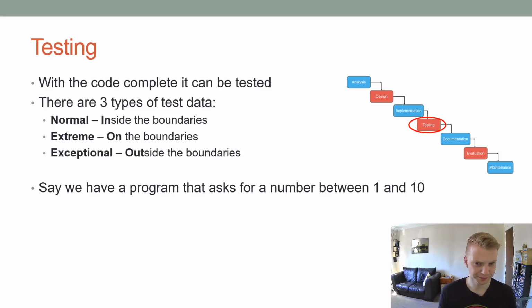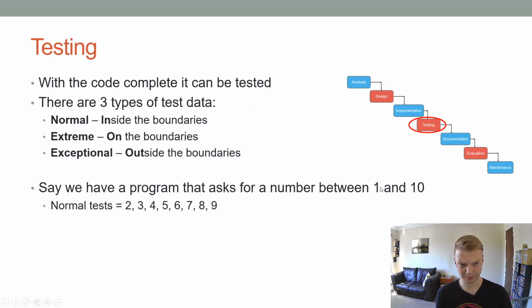If you wanted to do a normal test, you pick any number in between 1 and 10, so any of these numbers will do. The boundaries are 1 and 10. If you want to do an extreme test, you would do it on the boundaries. So I just said they are 1 and 10. 1 and 10 are your extreme tests. Exceptional is anything outside the boundary. So what's outside 1 and 10?